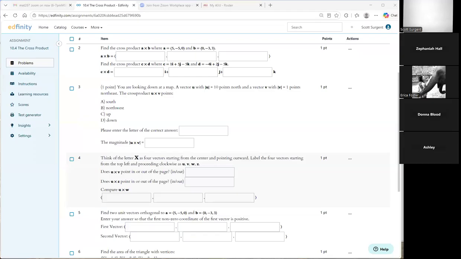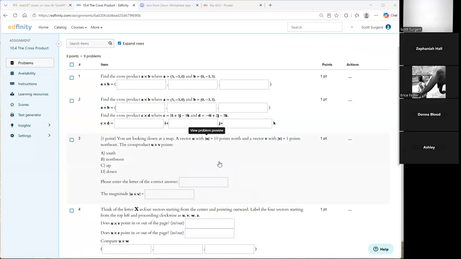So I'm going to share the screen. So far all the examples I got were fairly straightforward. They were up or down. I haven't gotten any that were like northwest. I don't know if we just haven't encountered those yet or if I just haven't done enough problems.